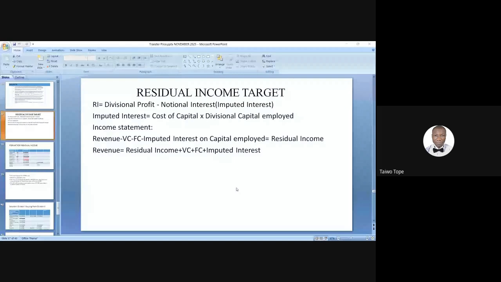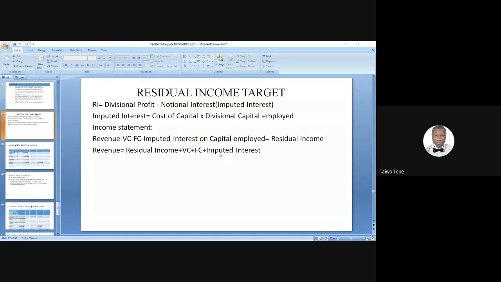If your residual income is equal to revenue minus variable cost minus fixed cost minus imputed interest on capital, what will be your revenue? You can make your revenue the subject of the formula, as you've seen on the screen here. For you to get residual income, we say your revenue less variable cost, less fixed cost, less imputed interest cost on capital employed, you have residual income.